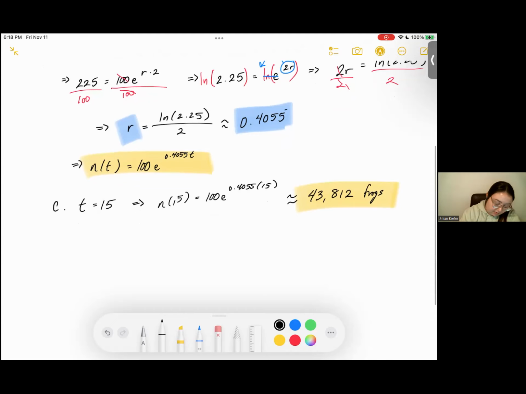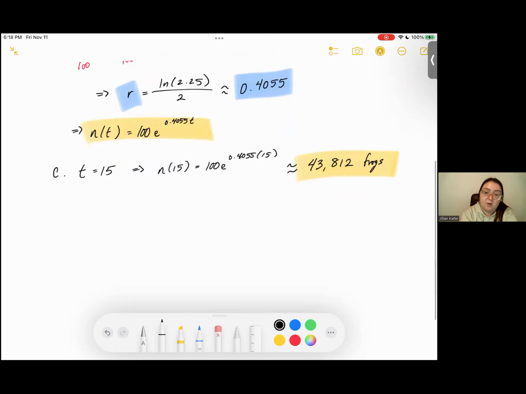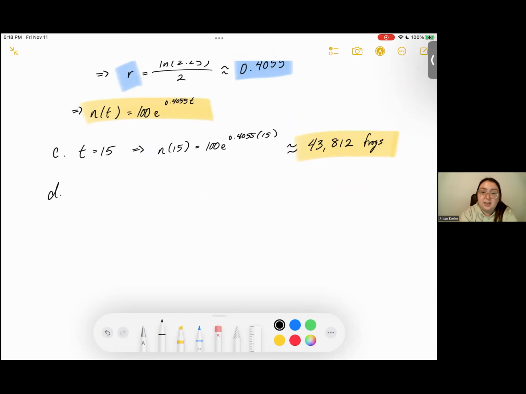Then part D, we want to know how long it will take us to get to 86,000 frogs. So for part D, now we have a specific population, and we need to find the time. So we can go ahead and plug this in. We're saying that n of some time is going to be 86,000, which means our equation will be 86,000 is equal to 100 times e to the power of 0.4055 t.